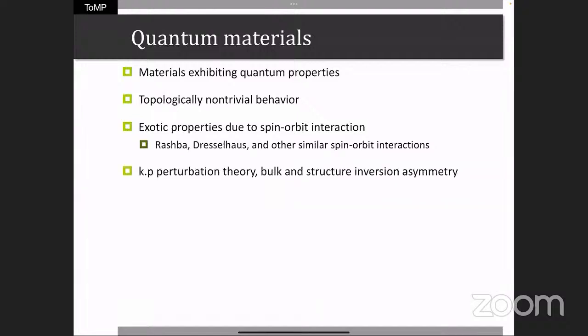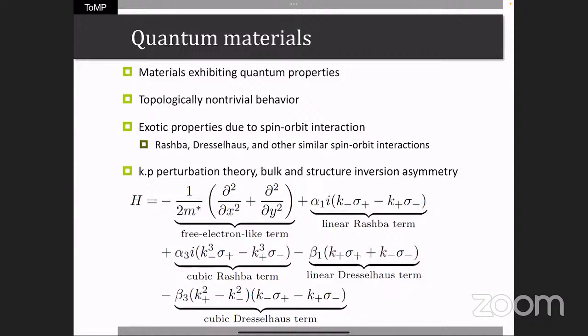If we talk about k dot p perturbation theory under certain inversion asymmetry, namely bulk and structure inversion asymmetry, we can write the Hamiltonian this way, where the first term is the free electron kinetic term, that is not the perturbation Hamiltonian, the H naught. And then come the perturbation terms. Here it is the linear Rashba. This is cubic Rashba, that is cubic in k. Linear Dresselhaus and cubic Dresselhaus, that is also cubic in k.